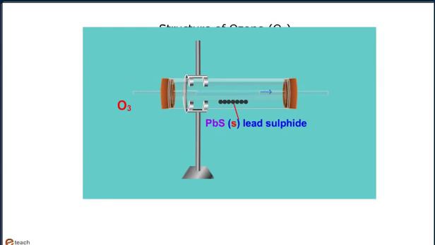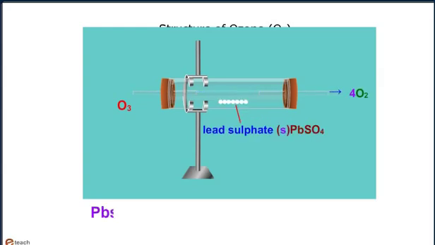Let us take an example. For example, PbS plus 4O3 gives PbSO4 plus 4O2.